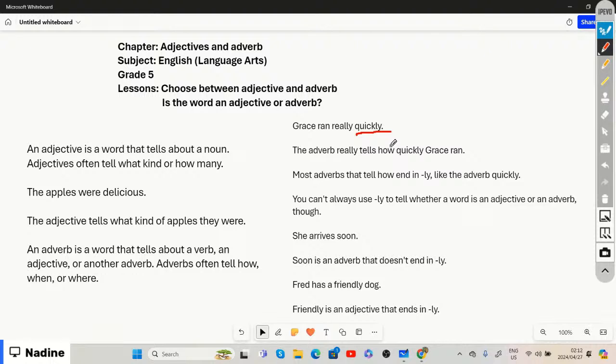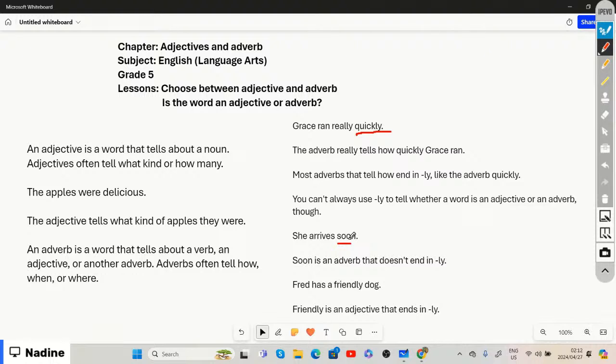All right. So she arrives soon. Soon is the word that tells us when she'll arrive. Soon, later, now, those are all words that tell us when.